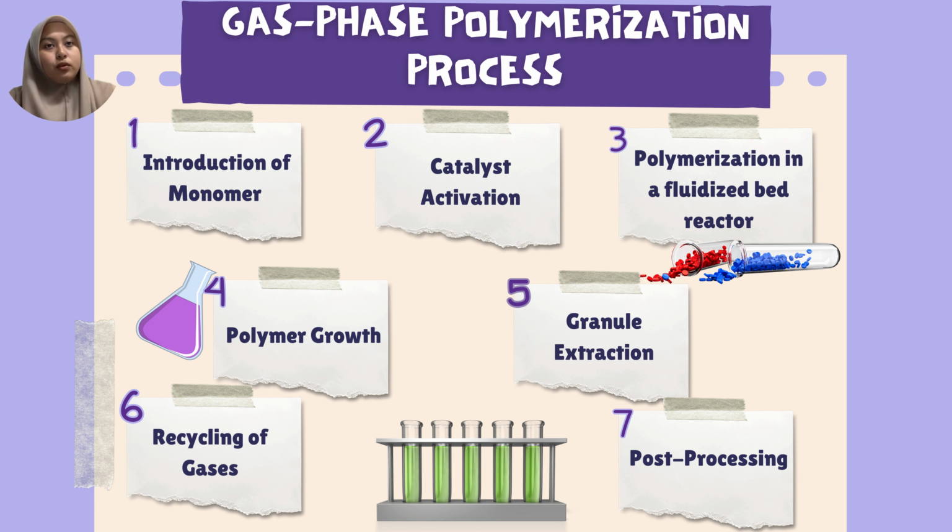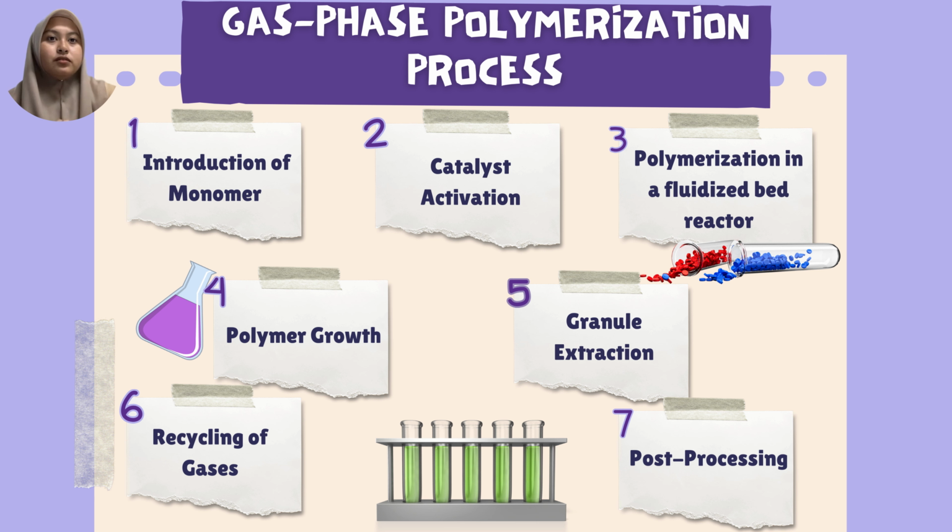Next, polymer growth. The ethylene gas reacts on the surface of the catalyst, forming long polymer chains. As these chains grow, they precipitate into solid granules. The granules accumulate in the reactor while the gaseous monomer continues to circulate.